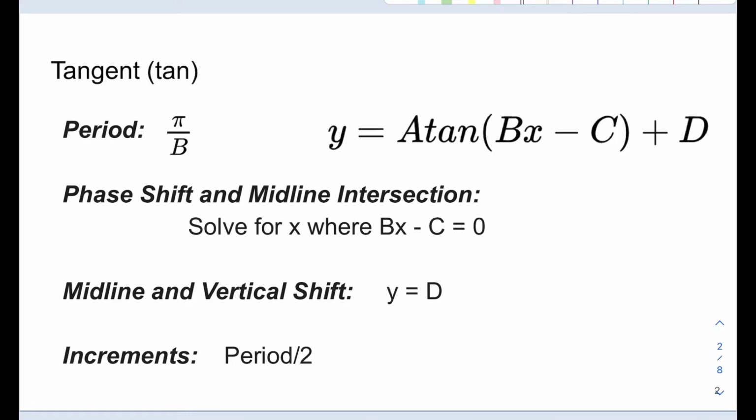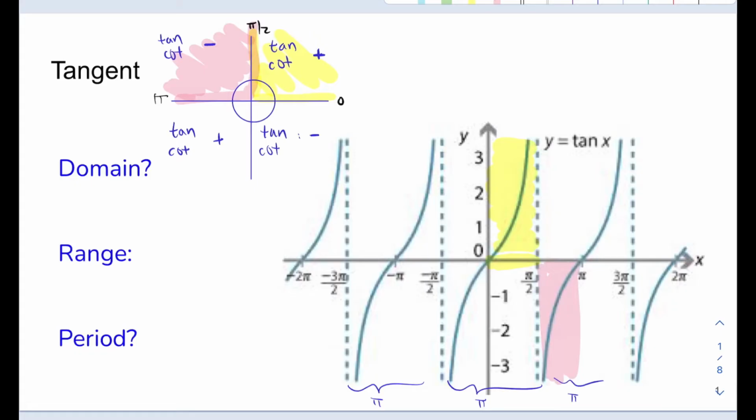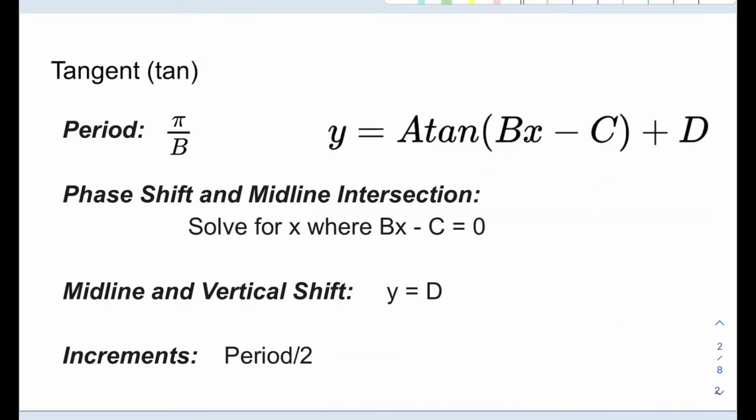Here are the properties of tangent, the parent function, and then when it's been transformed, we can see that the period is pi divided by b. That's different than sine, cosine, secant, and cosecant. So very carefully thinking, because it repeats every pi, the period is going to be pi divided by b. The phase shift and the midline intersection are going to be c over b. That's another way you can think of it. Or solve for x when you set bx minus c equal to 0.